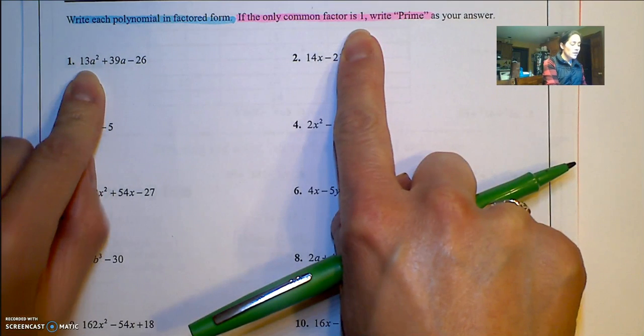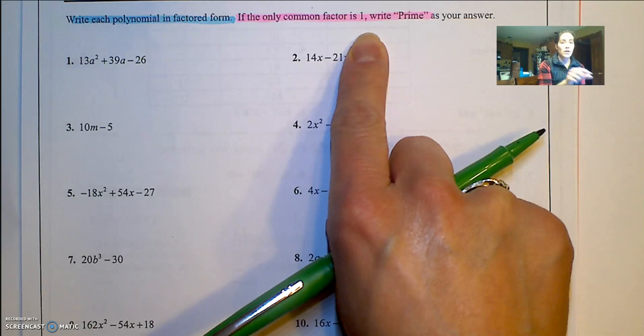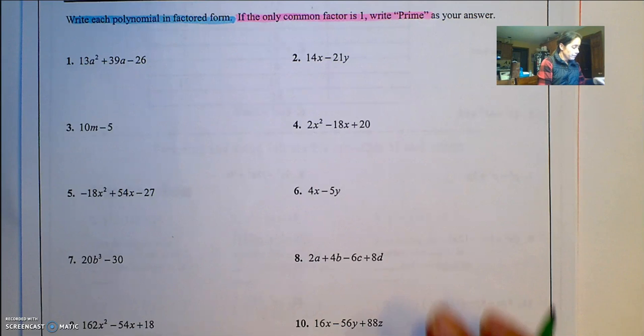One other thing to mention, what I've highlighted here in pink: if the only thing you can divide the numbers by is 1, then you're going to write the answer as prime. You can't factor anything out because you can factor 1 out of everything, but we're looking for the greatest common factor. So if the only one that you can factor out is a 1, just write prime.